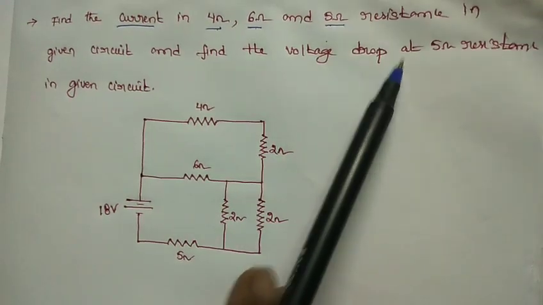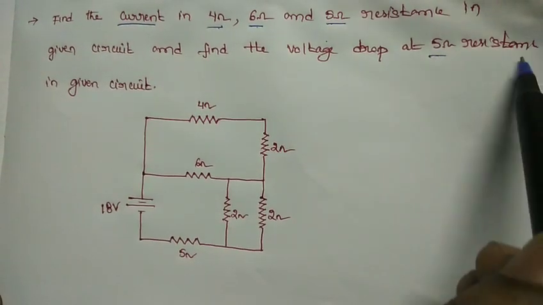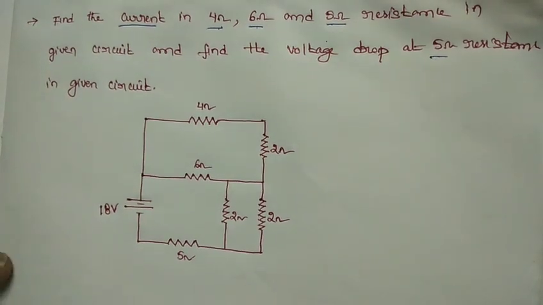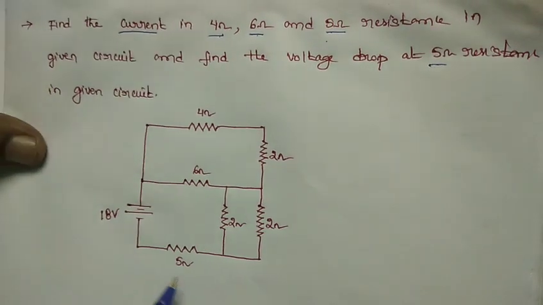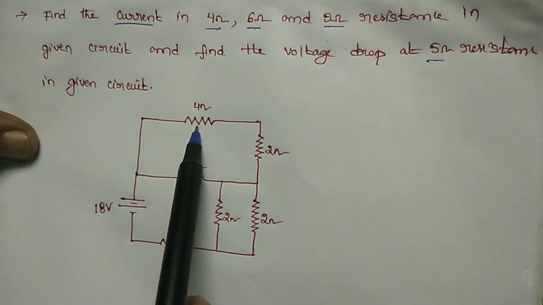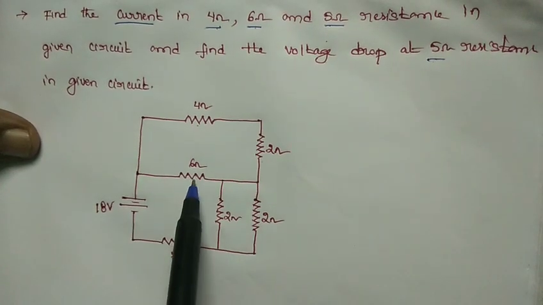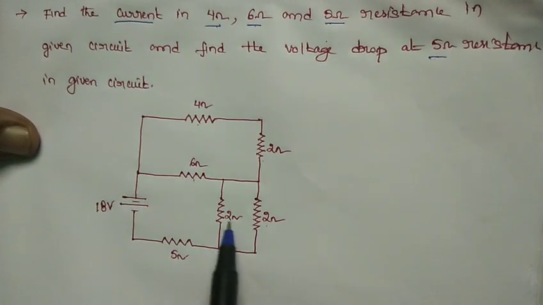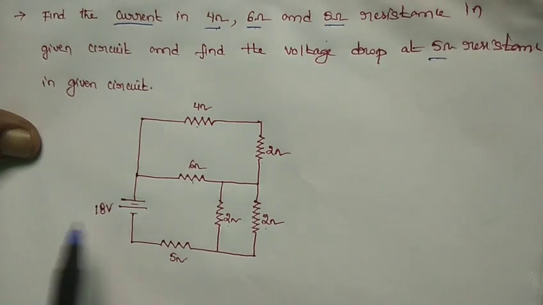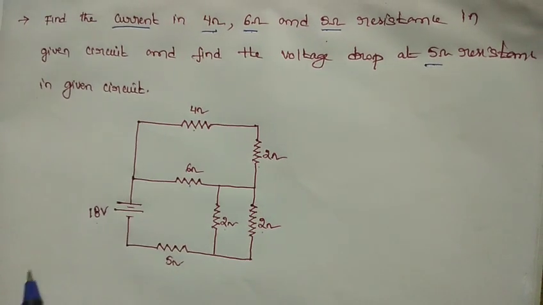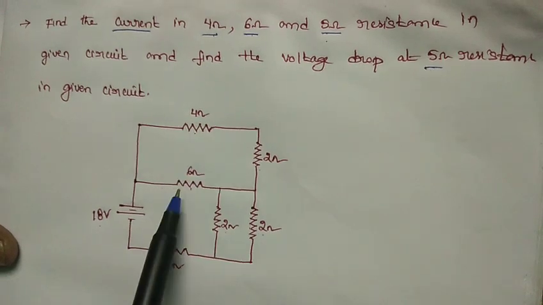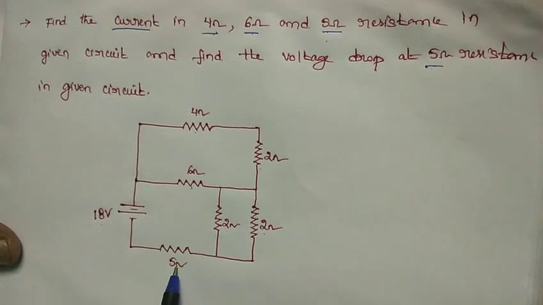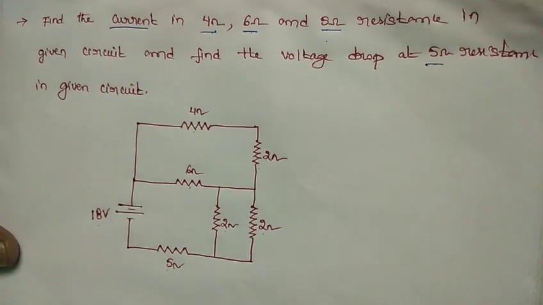Find the voltage drop at the 5 ohm resistance in the given circuit. So in the given circuit, see here, this is the 4 ohm resistance, and 2 ohms, 6 ohms, and here also 2 ohms and 2 ohms and 5 ohms. The battery is 18 volts. So we have to find the current here, here and here, and also we have to find the voltage drop here.